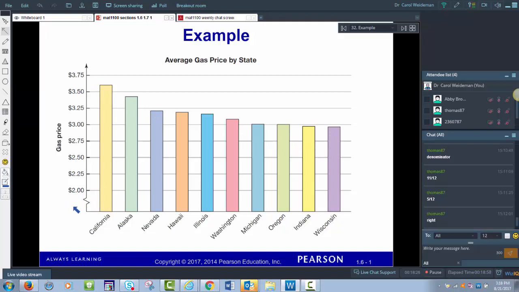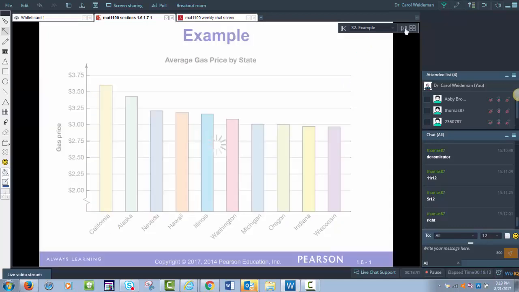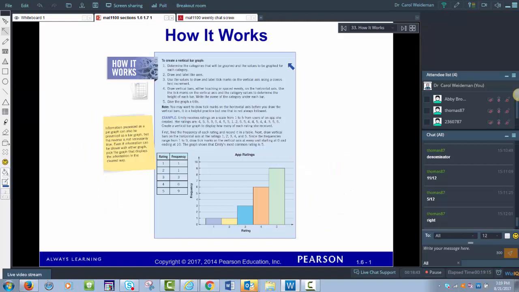Notice also here along the y-axis, there's this little squiggle line, and that tells us that our axis doesn't start at 0. We started at 2, which kind of inflates the difference among the groups. But that's a nice bar graph. And again, here's how to create a bar graph. Generally most people use technology, and in a bar graph, generally the bars do not touch.